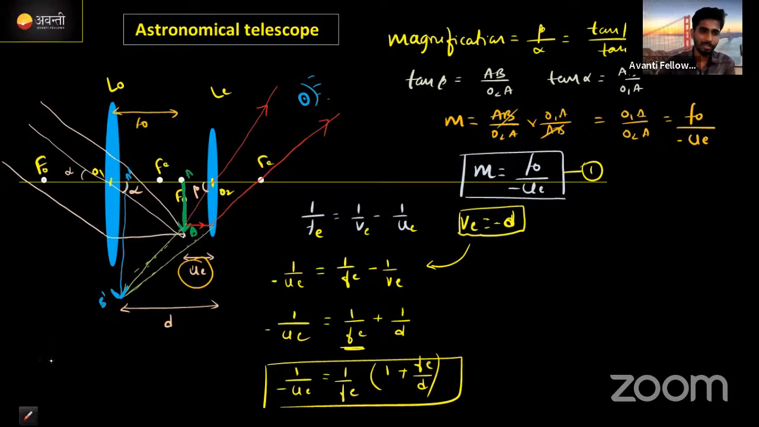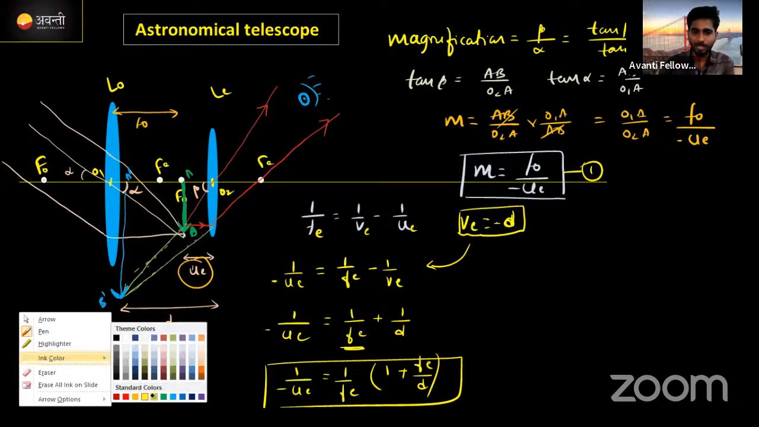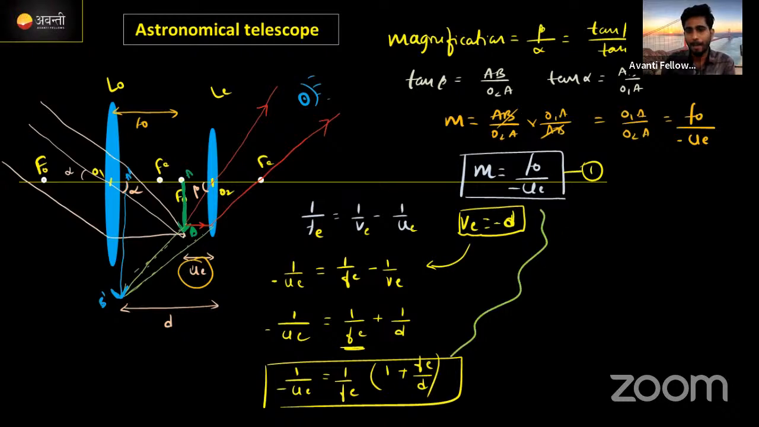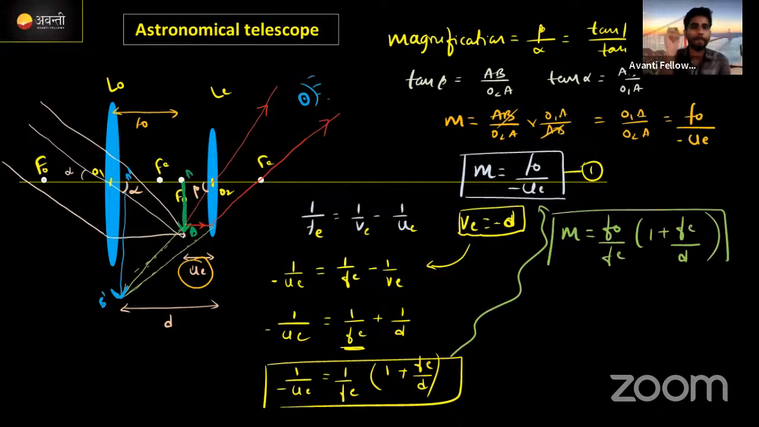Substituting into equation 1, the magnification value will be minus f naught into minus, plus, correct? Then divided by fe into 1 plus fe divided by d. Clear what I am saying? This is the magnification for the astronomical telescope. What is the magnification for the astronomical telescope? f naught by fe into 1 plus fe by d.